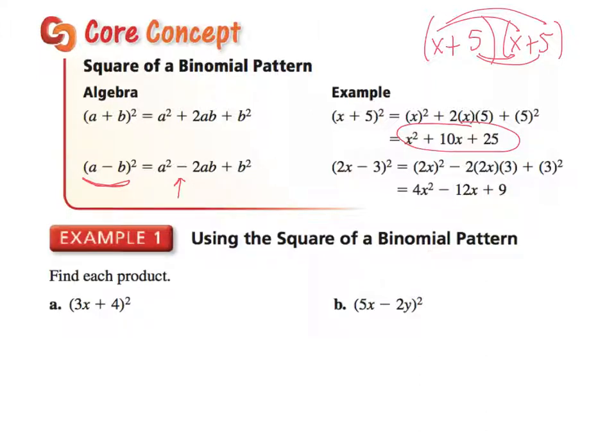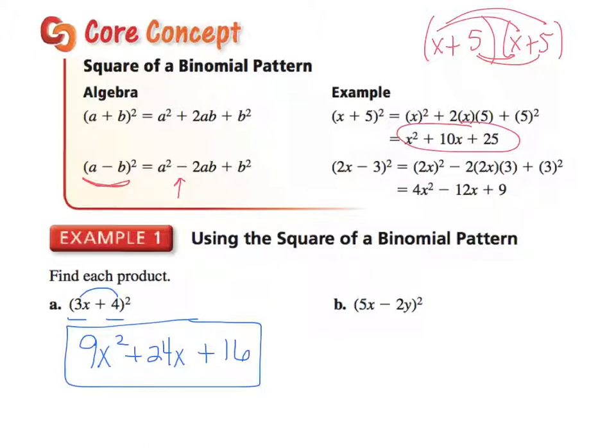So let's do example 1 together using this concept. In A, I have 3x plus 4 squared. So I'm going to take the 3x and I'm going to square it. That gives me 9x squared. I take the 4 and I square it. That gives me my last term, which is plus 16. I then multiply these together. So that gives me 12x, and I double it. Whoops, and doubling it would give us 24x. So my answer would be 9x squared plus 24x plus 16.